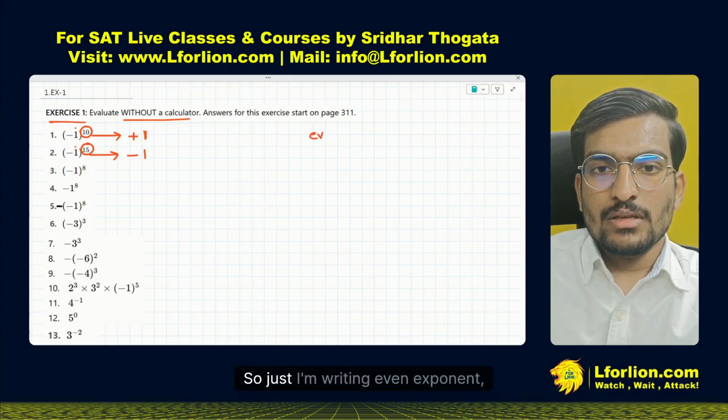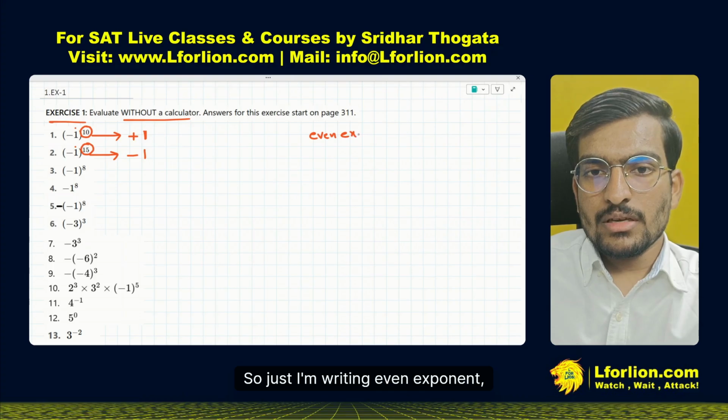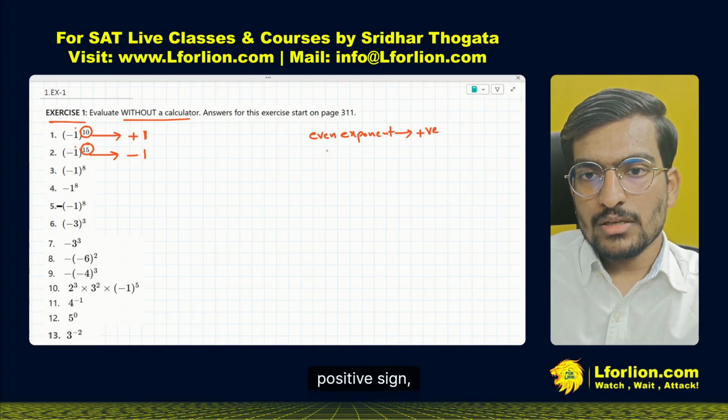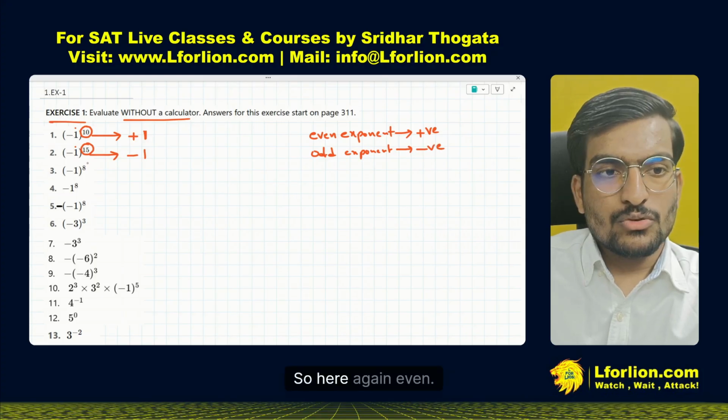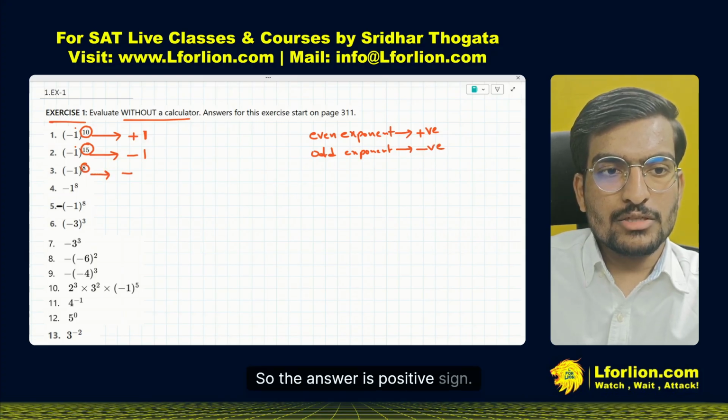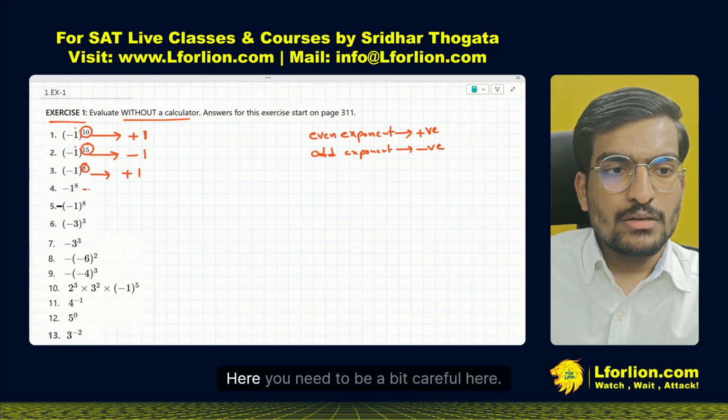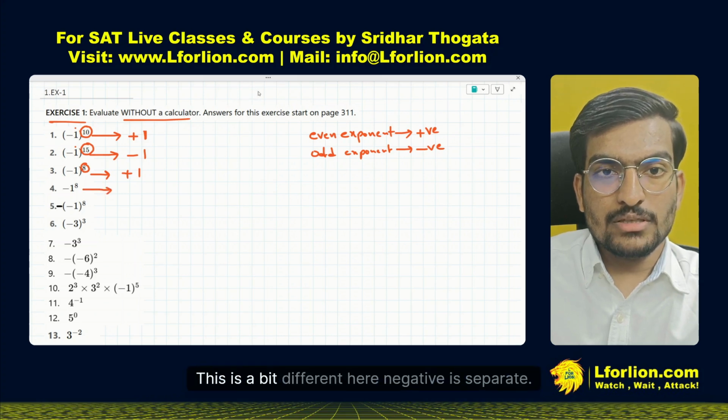So I'm just writing: even exponent, positive sign; odd exponent, negative sign. So here again it's even, so the answer is positive sign and then 1. Here you need to be a bit careful. Here this is a bit different.